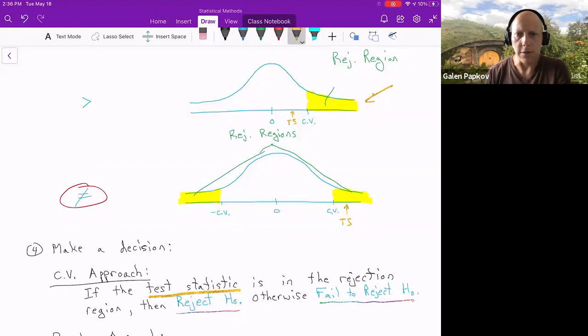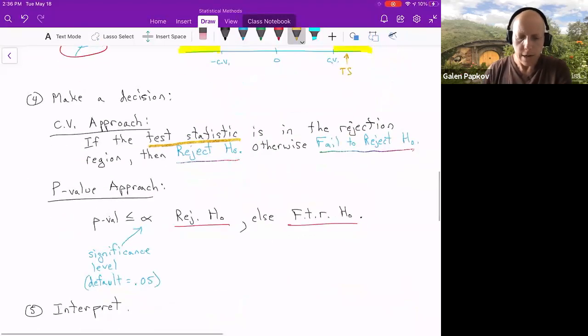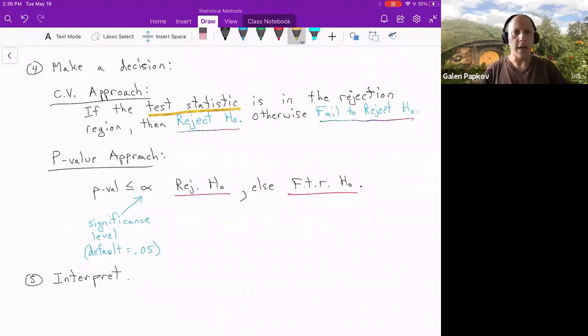Hopefully you said to yourself or called out loud that you would reject, and that would be the correct decision. If you get a p-value, and again, I know I haven't told you how to get that p-value just yet, but if you get it, and it is less than or equal to the significance level alpha, that's what alpha is. So this is the only relationship you're looking for. If the p-value is less than or equal to alpha, you reject the null. Otherwise, you fail to reject the null. That FTR is my shorthand for fail to reject the null.